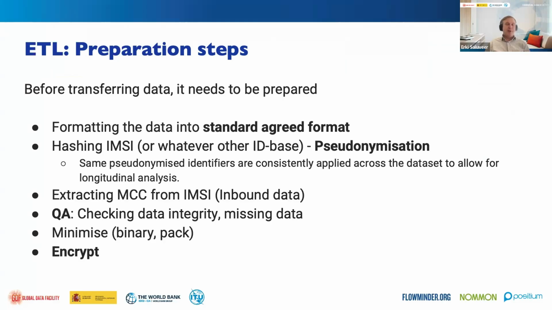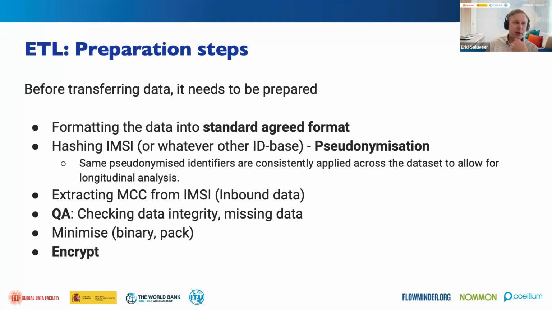So before transferring the data outside of where the data is generated, we have to agree what is the agreed table format. And also not only what kind of attributes we collect from the mobile network operator, but also in which format exactly they are. So how the time is represented, how the subscriber identity is described, etc.